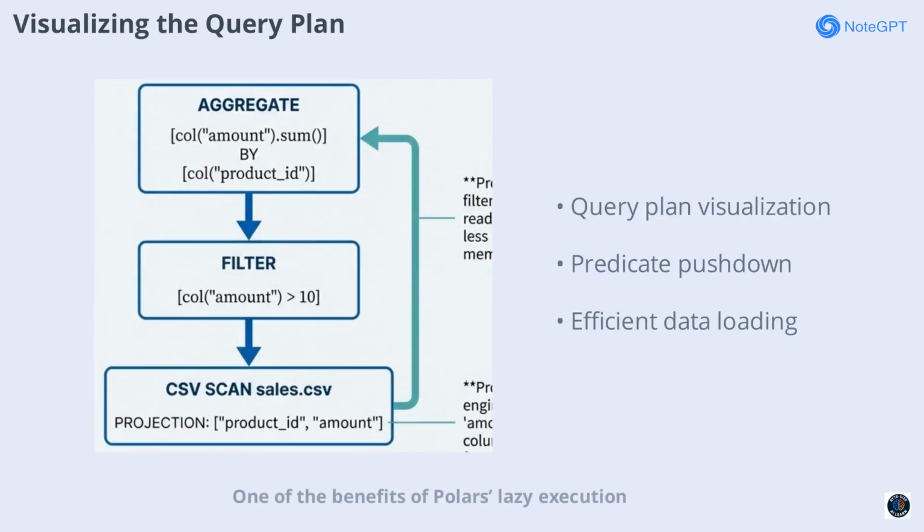One of the benefits of Polars' lazy execution is the ability to visualize the query plan. This isn't just about delaying work, it's about enabling deep optimization. By inspecting the plan, you can see how filters and projections are pushed down to the file read stage, reducing the amount of data loaded into memory. This transparency helps you understand and trust the optimizations happening under the hood.